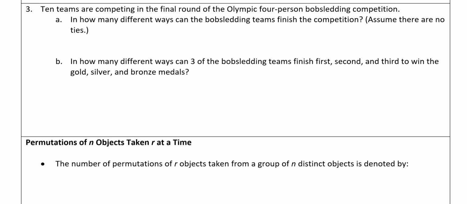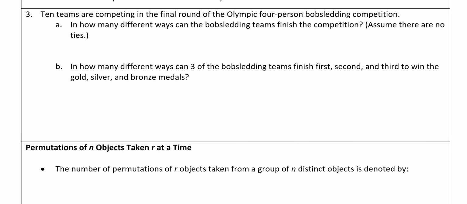Okay, so let's look at another example. 10 teams are competing in the final round of the Olympic 4-person bobsledding competition. How many different ways can the bobsledding teams finish the competition, assuming there are no ties? So, thinking this through, 10 teams, right? It doesn't really matter that it's 4 persons, that's just extra information. All that matters is there's 10 teams. So how many ways can they finish?